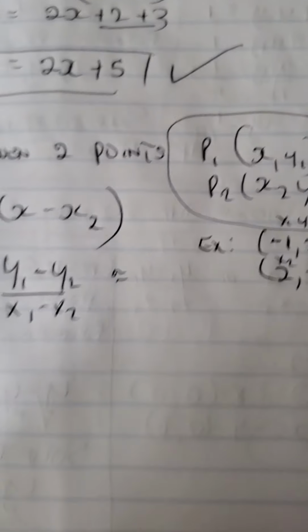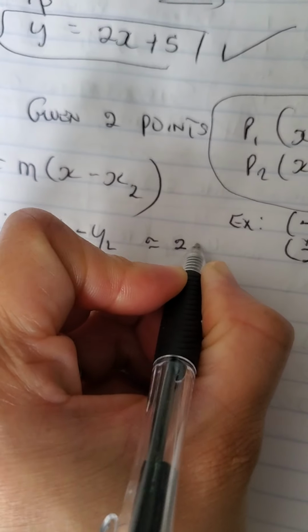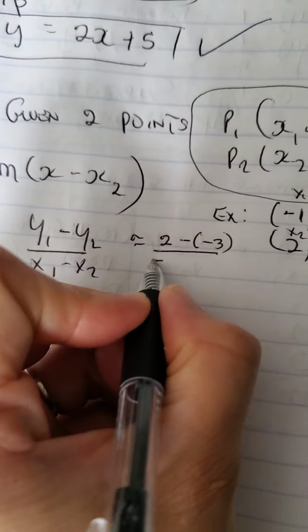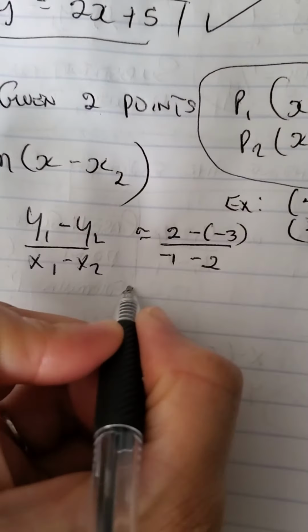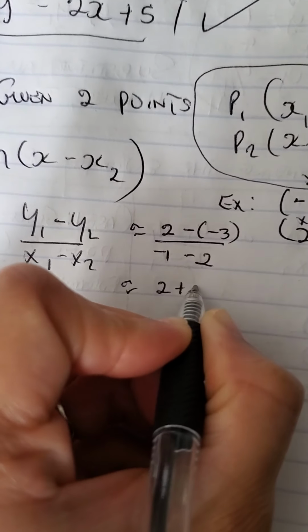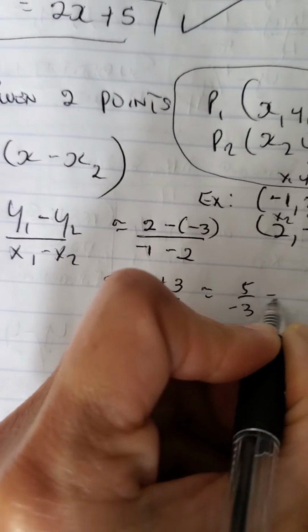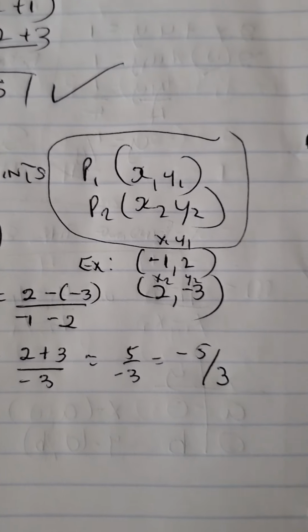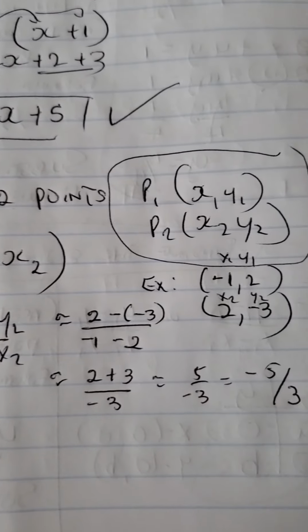And I'm just going to substitute my points into this formula. So my y1 is 2 minus my y2, which is -3. And my x1 is -1. And my x2 is 2. So let's see what my m is. That is 2 plus 3 over -3, which is 5 over -3. So it's -5/3. Didn't want to work with fractions, but not a problem. It's a reality. Fractions will show up in your problems. So now I have my m.